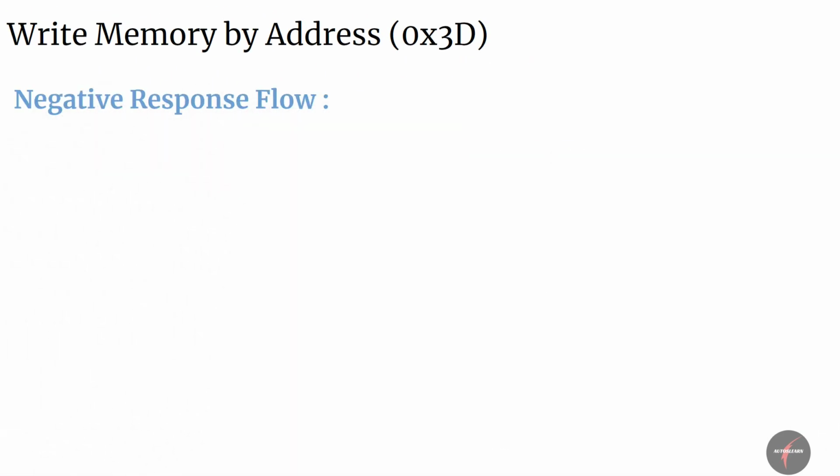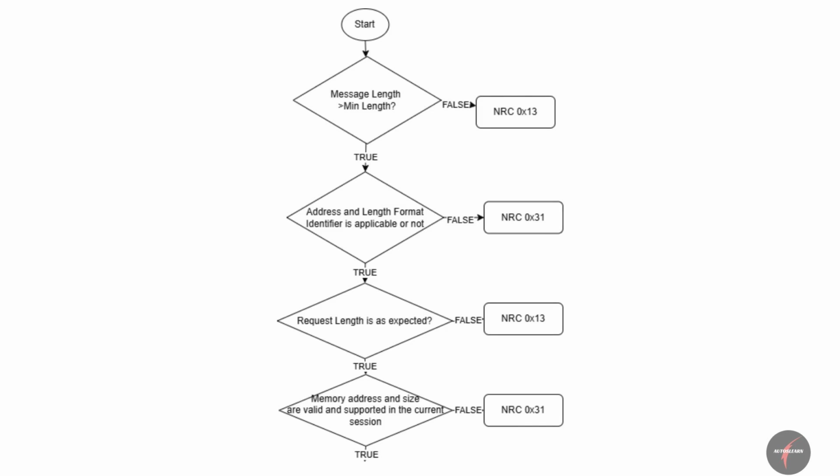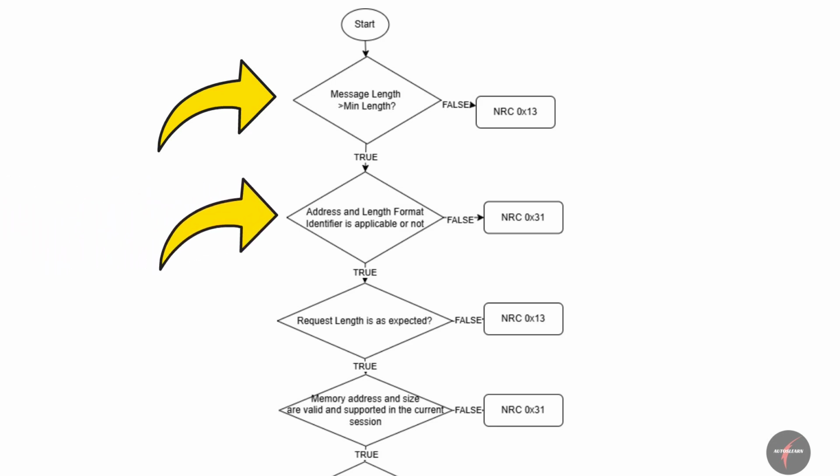Let's now go through the order in which the server evaluates the request and checks for possible negative response codes, or NRCs. First, the server checks for minimum message length. If the message is too short, it triggers NRC 13. Next, the server checks whether the address and length format identifier is applicable or not. If this check fails, the server sends NRC 31. After that, a total length check is performed to ensure the message matches the expected length for the service. If this fails, once again, NRC 13 is returned.